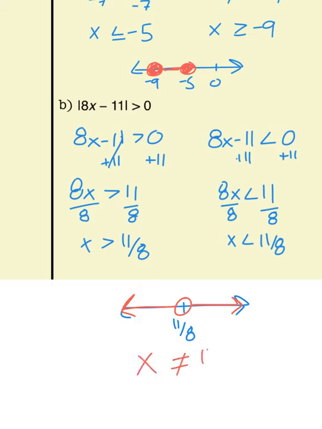x cannot equal 11/8. If we look back at our original problem, this makes sense because we said that the absolute value is like distance. So that means the distance between 8x minus 11 and 0 has to be greater than 0. That means it cannot be at 11/8. It can be anywhere greater than that, any number other than that, but it can't be at 11/8 because that distance would be 0.